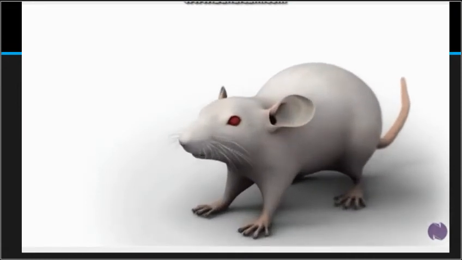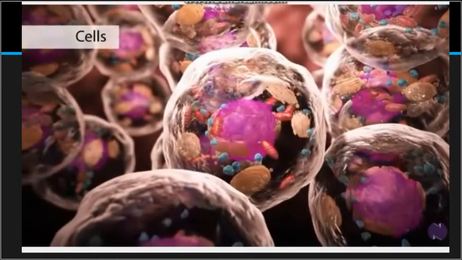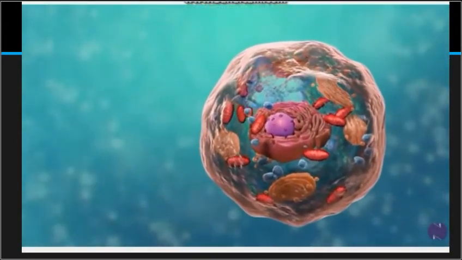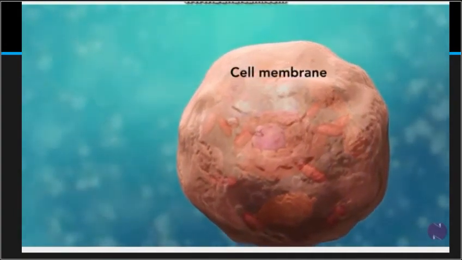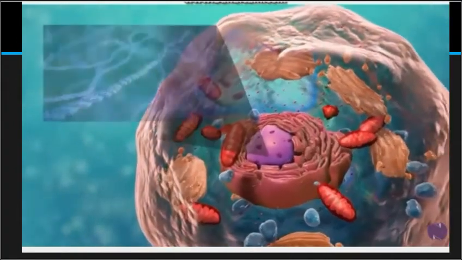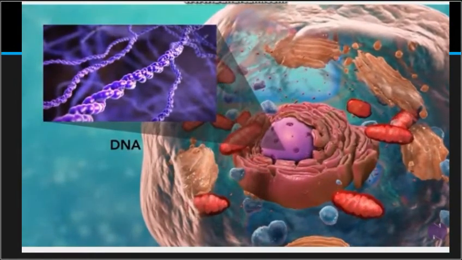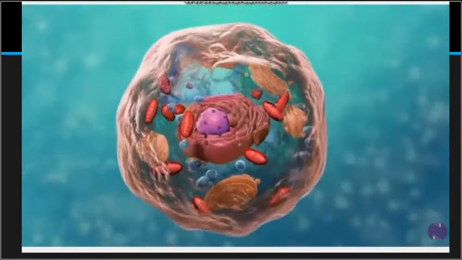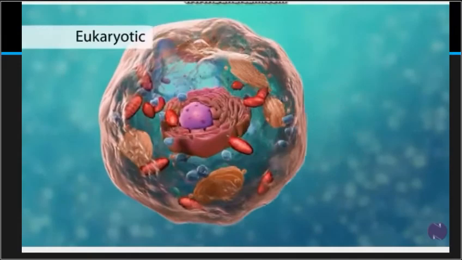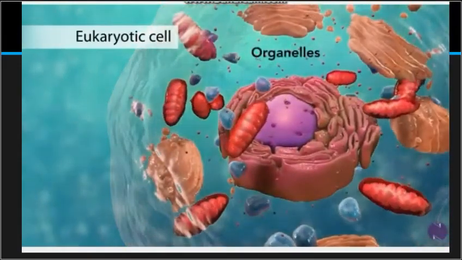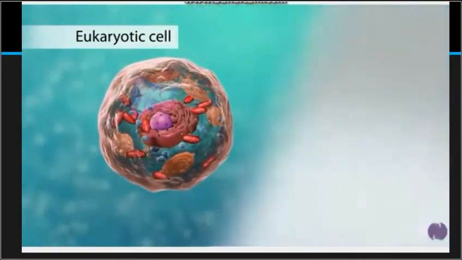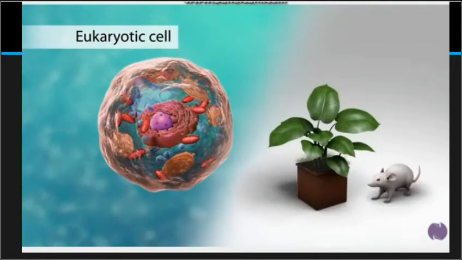Cells are the smallest living units of an organism. All cells have three things in common, no matter what type of cell they are. All cells have a cell membrane, which separates the inside of the cell from its environment. Cytoplasm, which is a jelly-like fluid, and DNA, which is the cell's genetic material. There are two broad categories of cells. We knew this. The first category is eukaryotic cells. They have organelles, which include the nucleus and other special parts. Eukaryotic cells are more advanced, complex cells, such as those found in plants and animals.